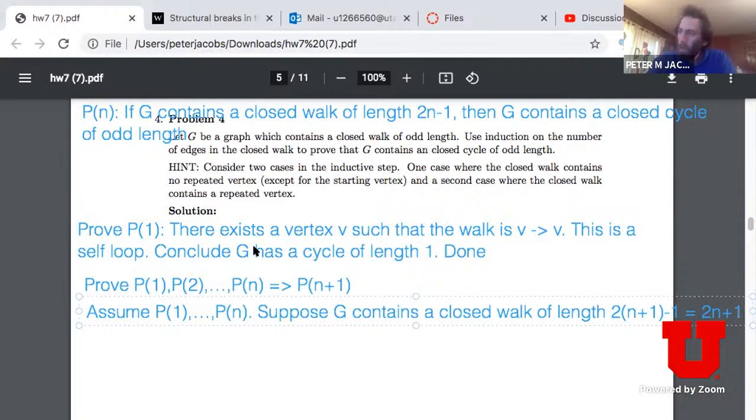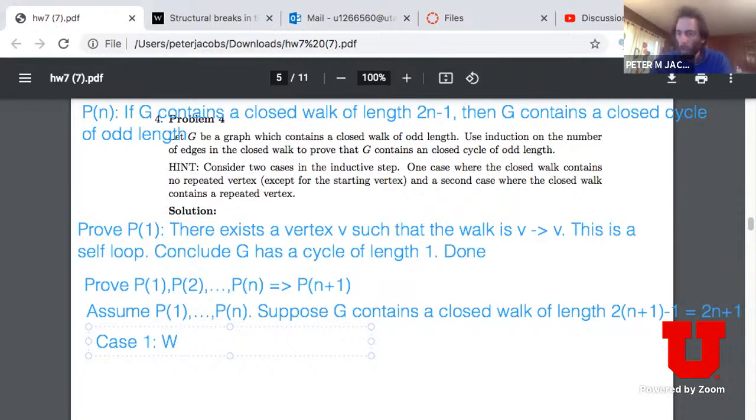Now we reference the hint. The hint says that we should consider 2 cases. 1, the closed walk contains no repeated vertex, except for the starting vertex. And 2, the closed walk contains a repeated vertex. So let's do case 1 first. That'll be the easiest case. Okay, so case 1. The walk, I'm just going to call the walk W.